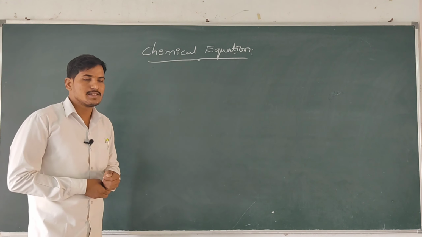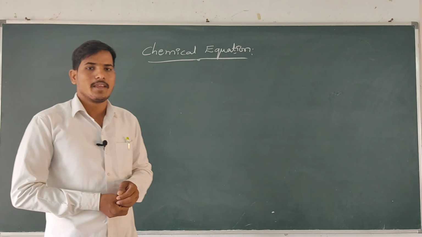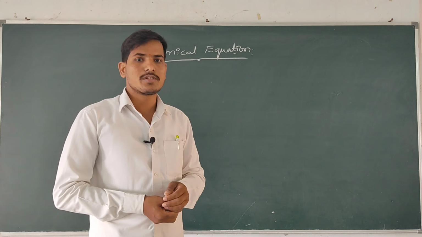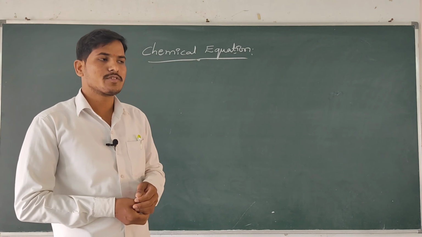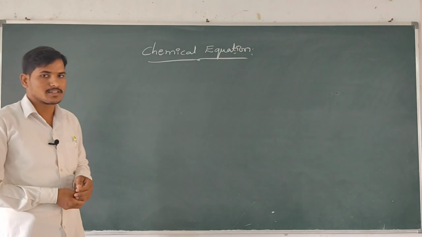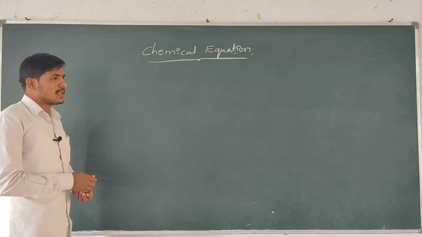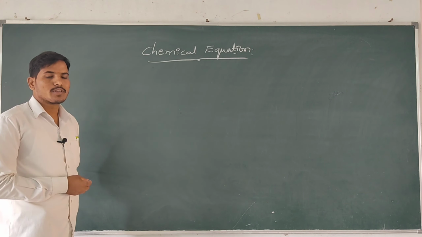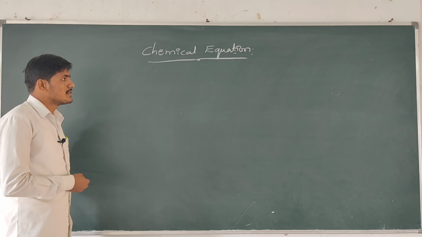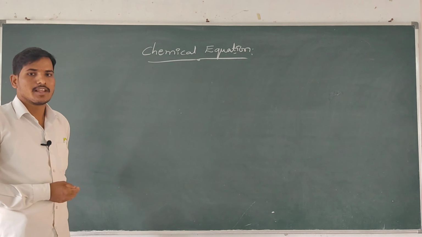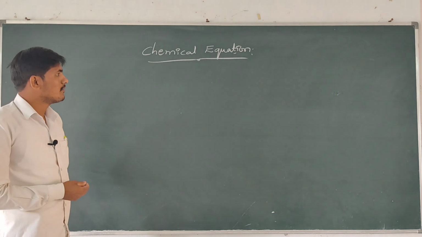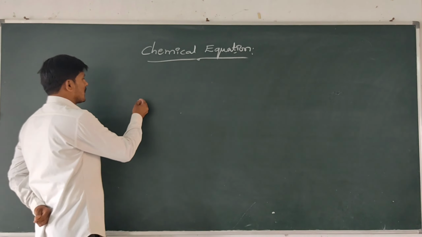What is meant by a chemical reaction? Here two or more compounds rearrange and form a new substance, which is called a chemical reaction. Once again, two or more compounds rearranged to form a new substance is called a chemical reaction. For example, take a chemical reaction.